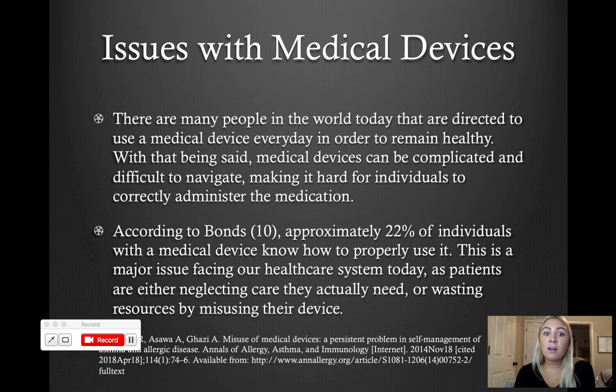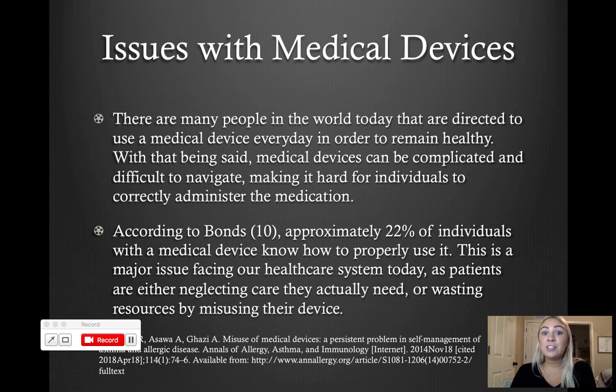There are many issues with medical devices. There are so many people in the world that use a medical device, or are directed to, at least. With that being said, medical devices can be super complicated and hard to use, making it very difficult for individuals to correctly administer the medication or correctly use the device they are supposed to use. According to Bonds, approximately 22% of individuals with a medical device know how to properly use it. That's a very small number of people who know how to use it, and a very large percentage of people who sadly don't know how to use it when they're supposed to.